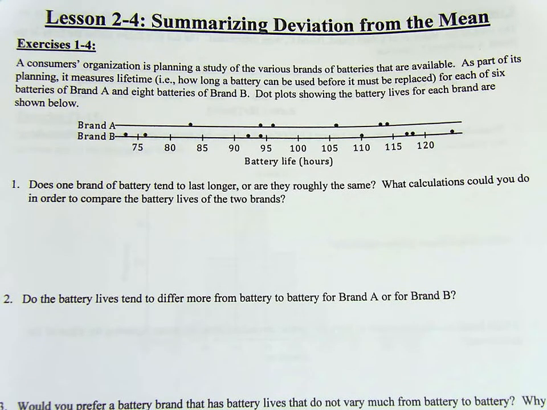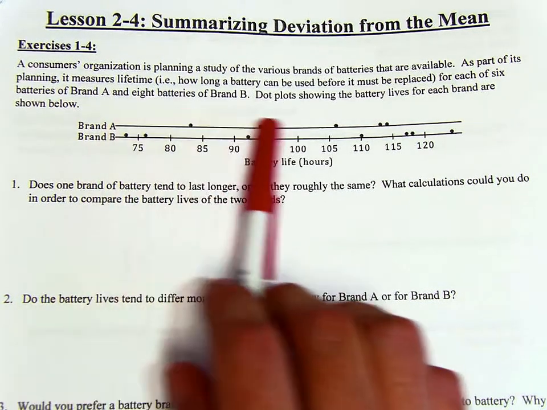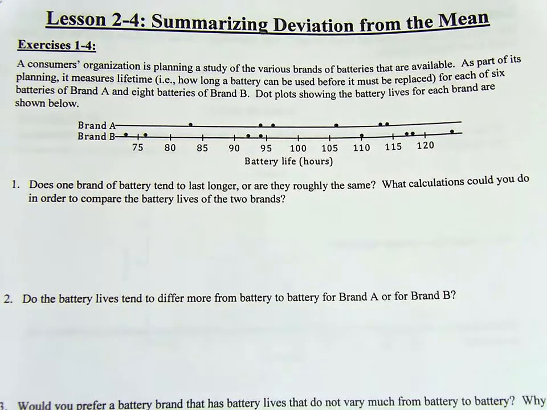For each of the 6 batteries of brand A and 8 batteries of brand B, dot plots showing the battery lives for each brand are shown below. So they have the dot plot above for A and the one below for B. So these are battery life, and the battery lives are in hours. So they give us our unit right there. It says, does one brand of battery tend to last longer, or are they roughly the same? And what calculations can you do in order to compare the batteries' lives of the two brands?